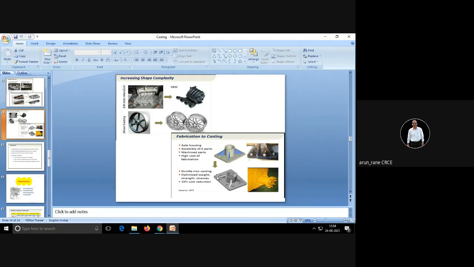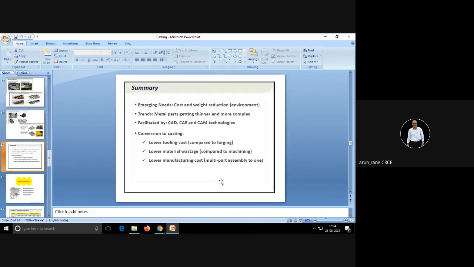If you decide upon casting, then you have to invest only in the mold, and there is no welding. It looks good. So these fabricated parts also can be cast, provided there is a quantity. That is what you have to remember.